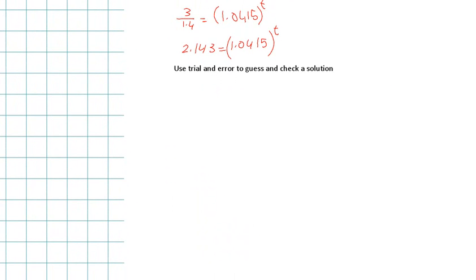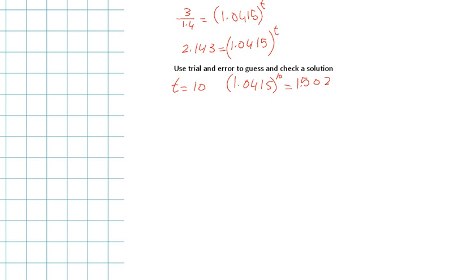So let's start with 10. We're going to do guess and check, and we're going to do t equals 10. So what do you get when you do that? 1.502. Right? That's still too low, because I'm looking for 2.1.